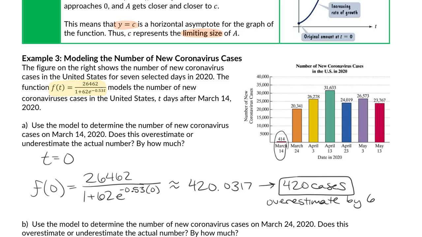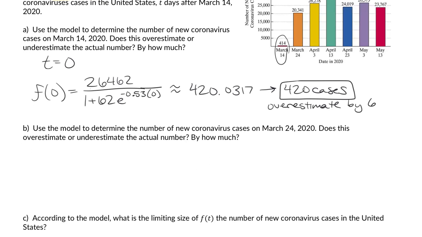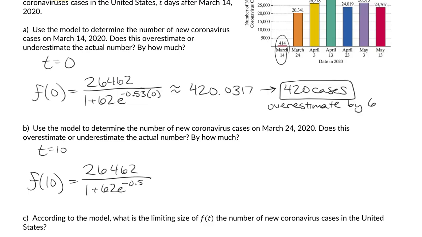Okay, what if we chose another day to check our model? It says use the model to determine the number of new COVID cases on March 24th, 2020. What number am I plugging in this time? 10, because the number of days after March 14th would be 10. So we're doing t equal to 10, which means f of 10. So in my calculator, I'm going to have 26,462 over 1 plus 62e to the negative 0.53 times 10, which since you already have this calculated from last time, just go up, copy paste it. So you know how to do that part, right? Scroll up and highlight what you typed in, press enter, it will retype it for you. And then you can just go change the 0 to a 10.